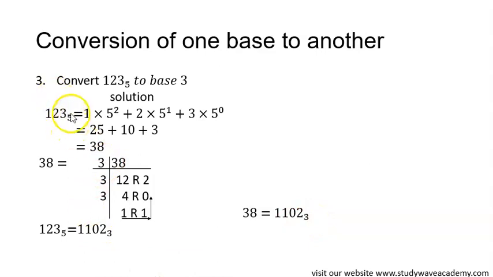So 123, which is in base 5, is equals to 1102, which is in base 3. Do you understand? This number in base 5 is the same as this number in base 10, and this number in base 10 is the same as this number in base 3. So this number in base 5 is the same as this number in base 3. We're to convert 123 in base 5 to base 3. So we said we first of all convert this number to base 10, and from base 10 we converted it to base 3, so it's equals to this, okay? Do you understand that?